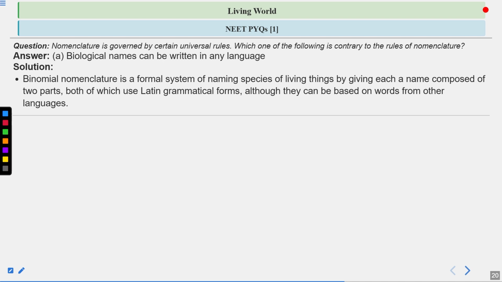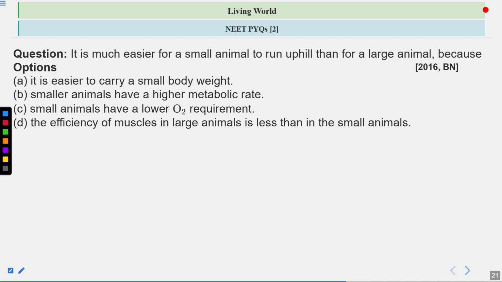So binomial nomenclature is a formal system of naming species of living things by giving each a name composed of two parts, both of which use Latin grammatical forms, although they can be based on words from other languages. Basically, they are written in Latin. You have to remember this. Now let's discuss this question.